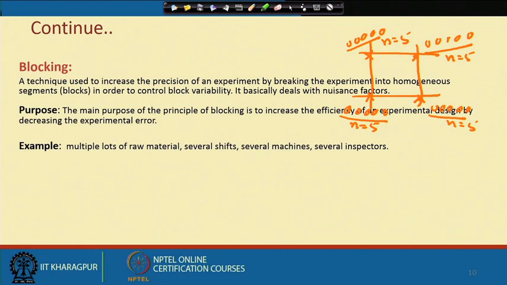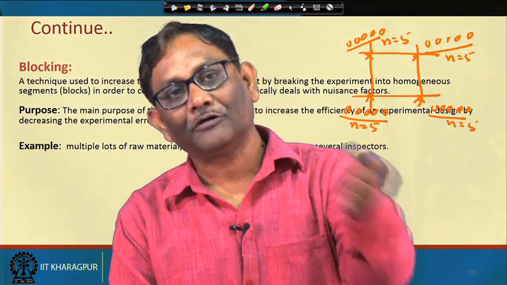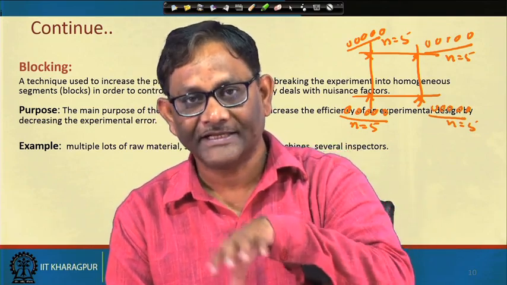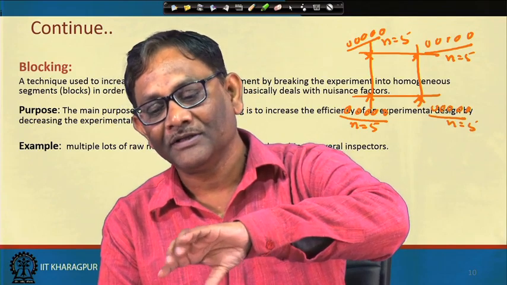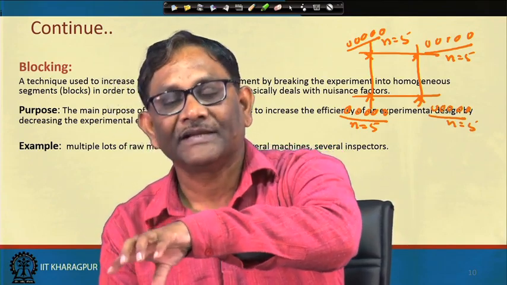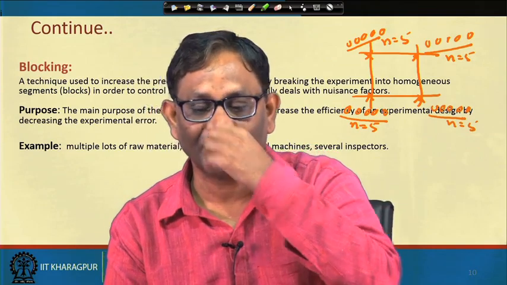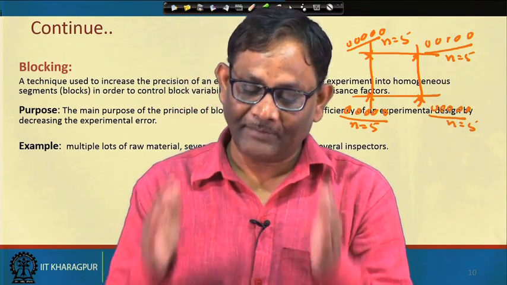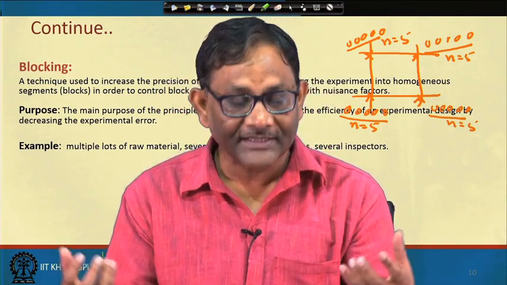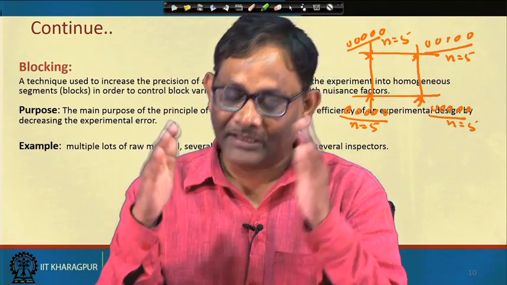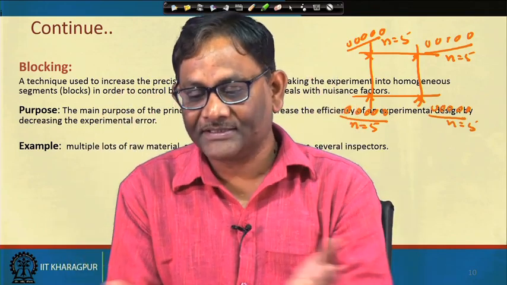What does it do? It basically helps in conducting the experiment for a homogeneous set together, by breaking the experiment into homogeneous segments. Suppose a particular set of raw material will be used for all treatment settings. Then another raw material will come, and again all the experimental settings with that raw material will be run in that manner. So, we can have data for all the factor settings, and for each raw material group, the complete set of runs is available.